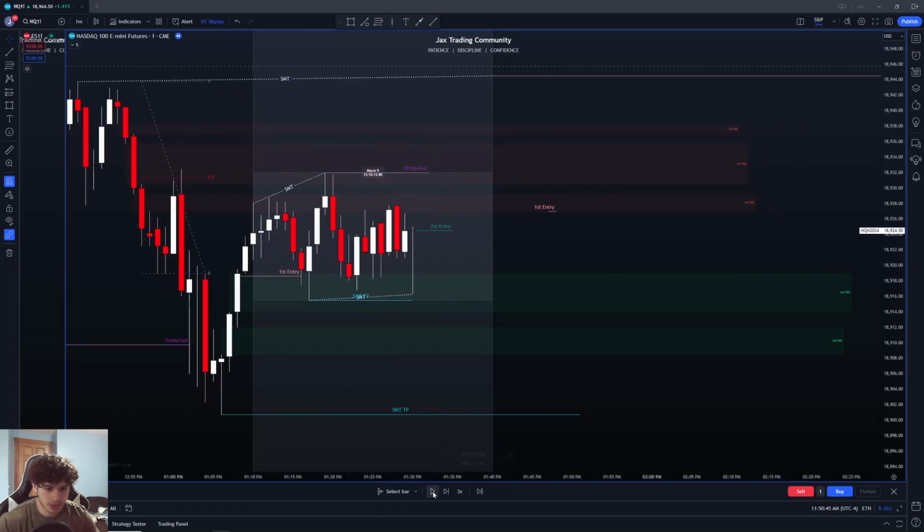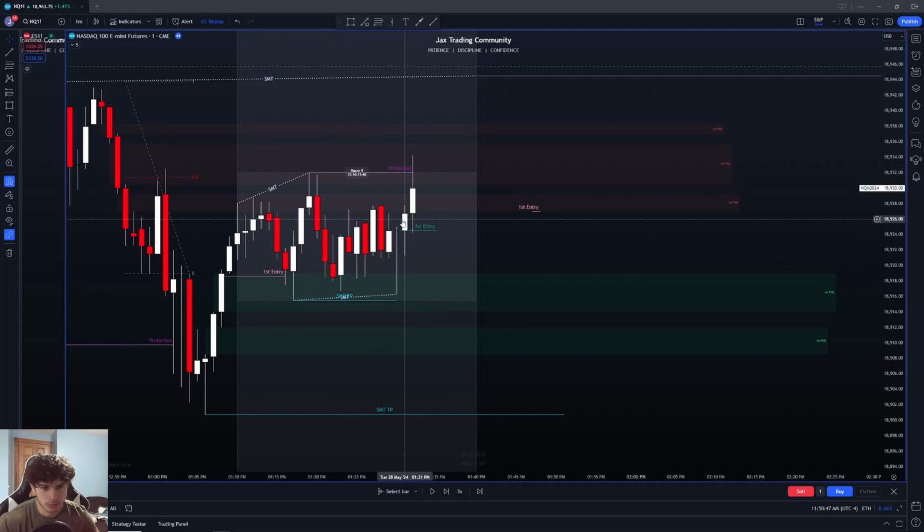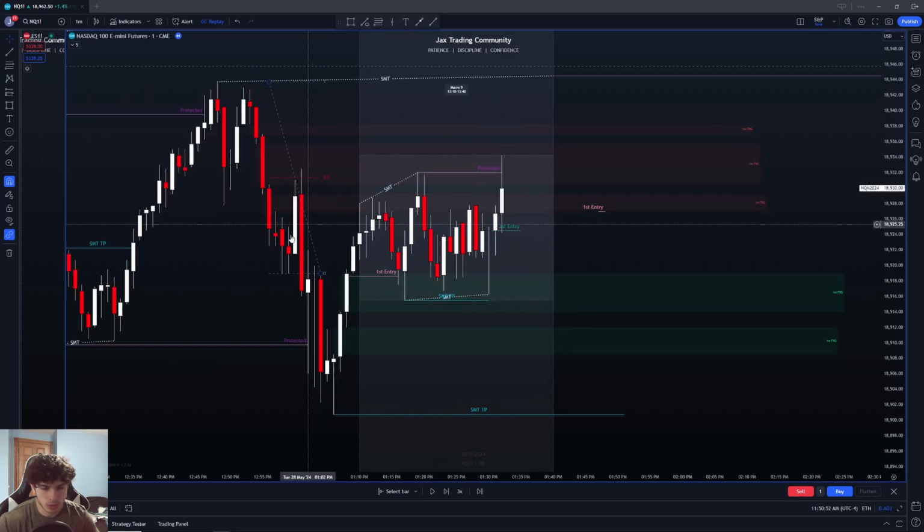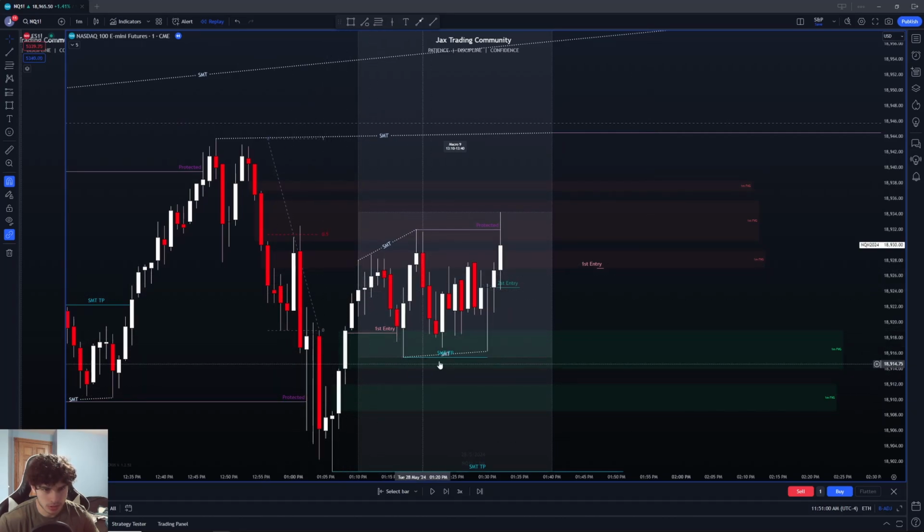We do form an SMT right here though, and I would probably take a possible entry if we form this SMT, because number one, we had this displacement up. Number two, we tap into this fair value gap multiple times. Number three, we have an SMT showing that we want to go higher, and that is what the macro should do, and make us go higher because this was a previous downtrend.